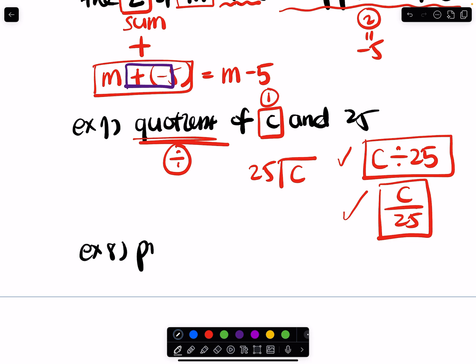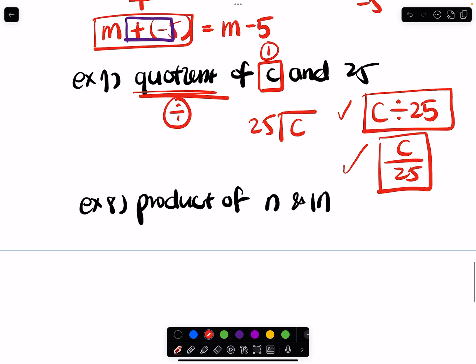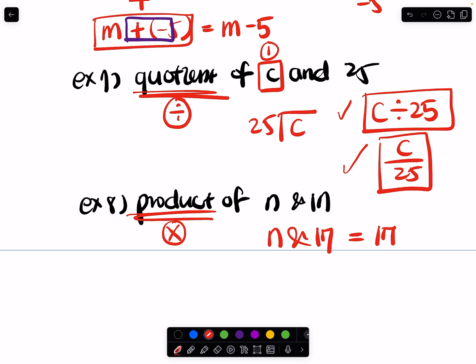Next. Example 8. Now we have a product of n and 17. You know, product means multiplication. What are you multiplying? It is n and 17. And therefore, it's 17n because you are multiplying.